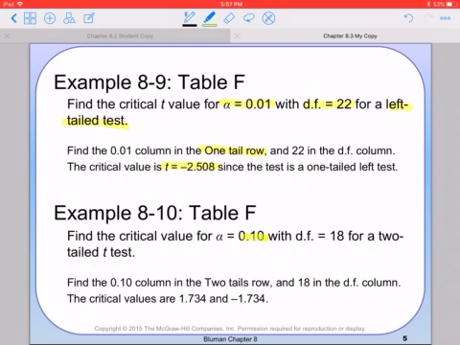And then we have down here for the next example, alpha equals 0.10, degrees of freedom is 18. However, it's a two-tailed test, so we want to look at the two-tail row, go to the 18 for the degrees of freedom, and you get two critical values, here and here. Okay? Alright, so for the two-tail test, things are going to be symmetric, so you want to make it positive and negative.